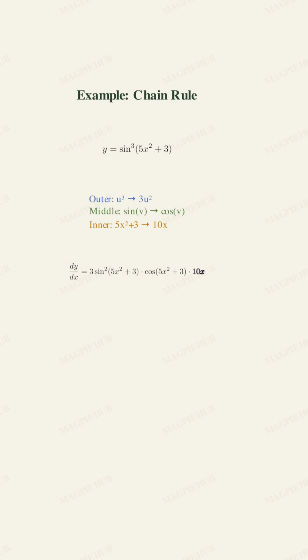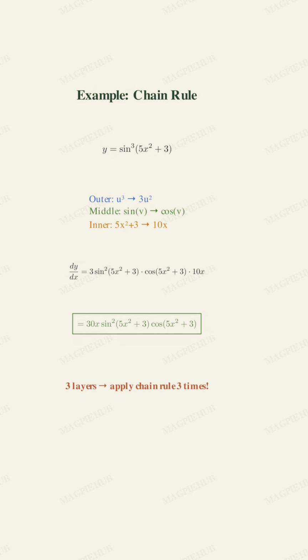By chain rule, multiply all 3 derivatives together, 3 sine squared of 5x squared plus 3 times cosine of 5x squared plus 3 times 10x, simplify to get 30x sine squared of 5x squared plus 3 times cosine of 5x squared plus 3. Remember, each nested layer adds one more multiplication in the chain.